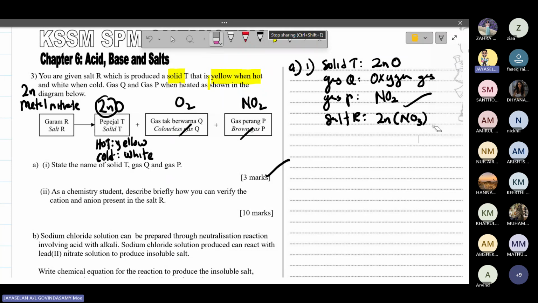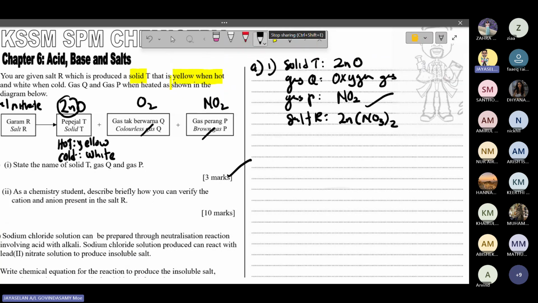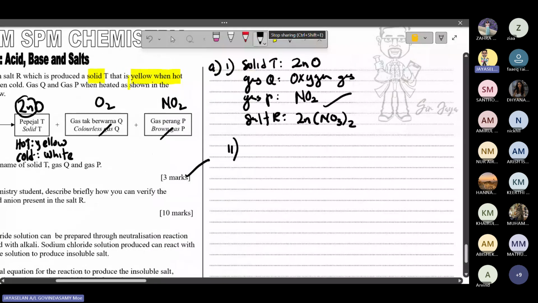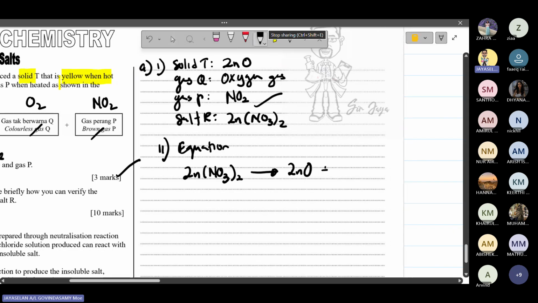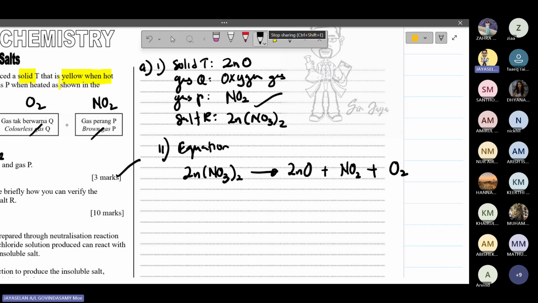Okay, then in the exam they ask you to do the equation. They put B2. Do the equation: zinc nitrate, arrow, you get zinc oxide plus nitrogen dioxide plus oxygen. Sir, how to balance this equation? I don't know how to balance.